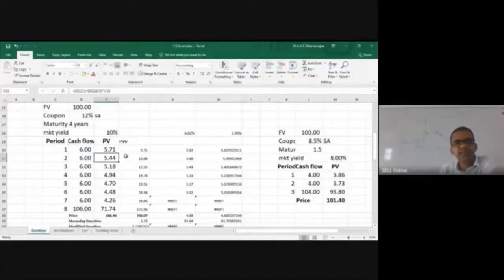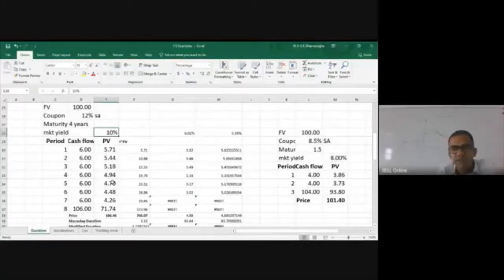Consider this example: face value 100, coupon 12%, semi-annual payment, maturity 4 years. The market yield is 10%. In this instance, the coupon frequency is semi-annual. That means two coupon payments per year. Then how many cash flows do we expect? We expect 8 cash flows.